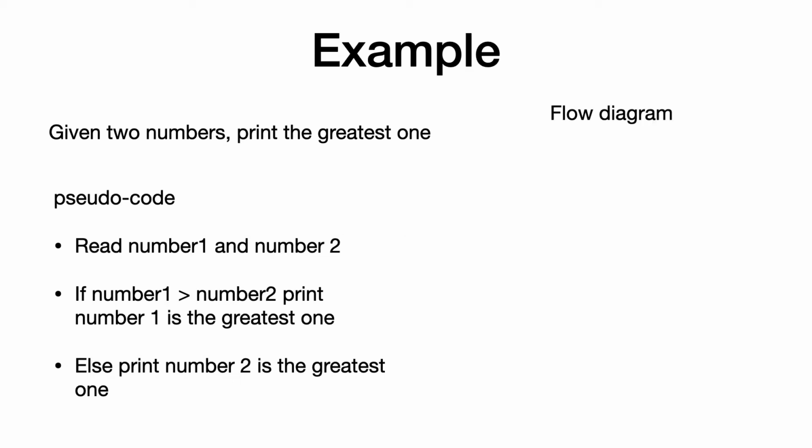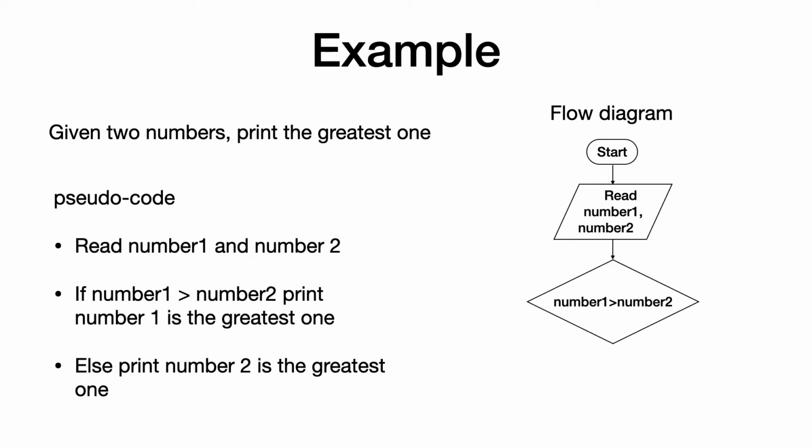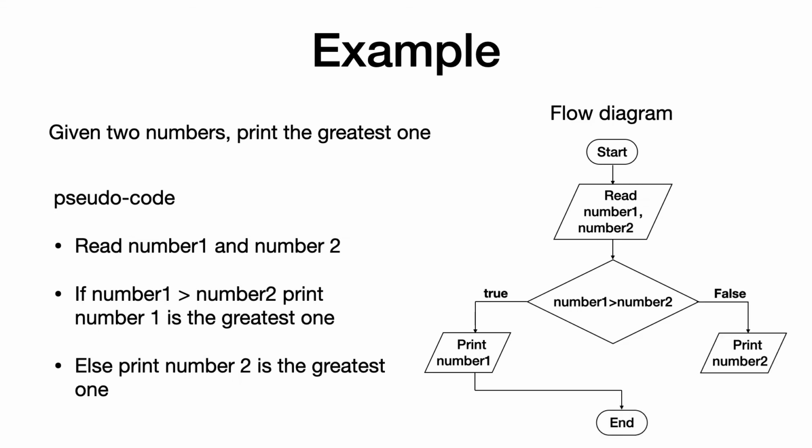Let's see the flow diagram for this algorithm. We first have to write a start symbol. That is how we start every algorithm. Then we read both numbers, number 1 and number 2. And now we have the symbol for the conditional. Inside of that symbol, we write a condition, which in this case is number 1 greater than number 2. If the result of the condition is true, we print number 1, and after we print number 1, we finish our algorithm. If the condition is false, then we print number 2 and we finish our algorithm.